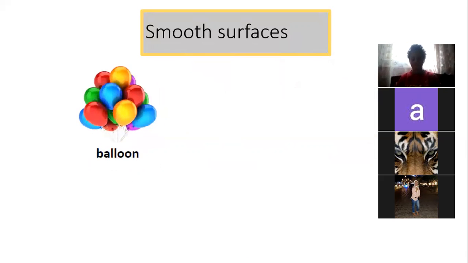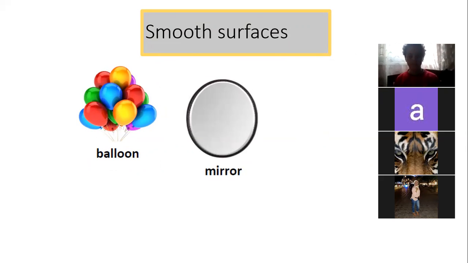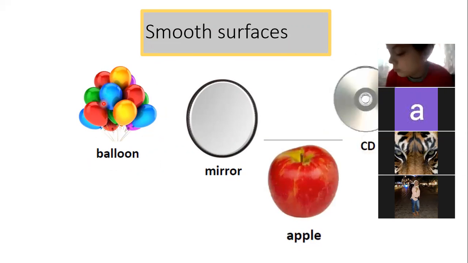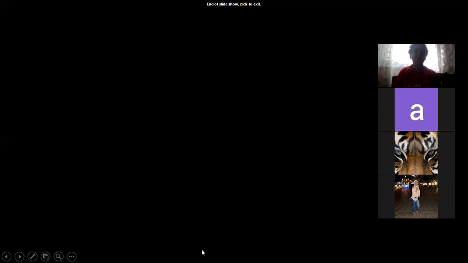A smooth surface like what? Like the balloon, especially when you blow the balloon, it will produce a very smooth surface. The mirror is a smooth surface. The CD is a smooth surface. The apple is a smooth surface.